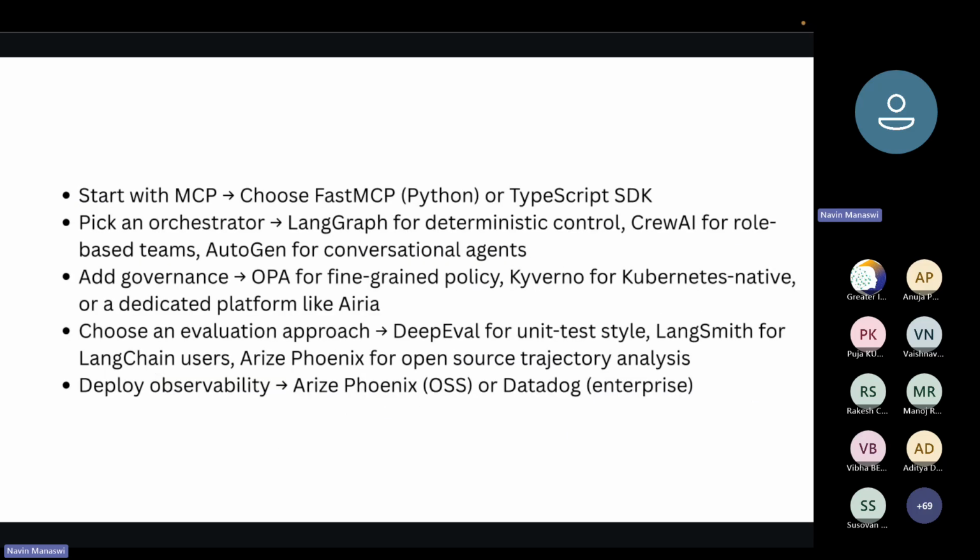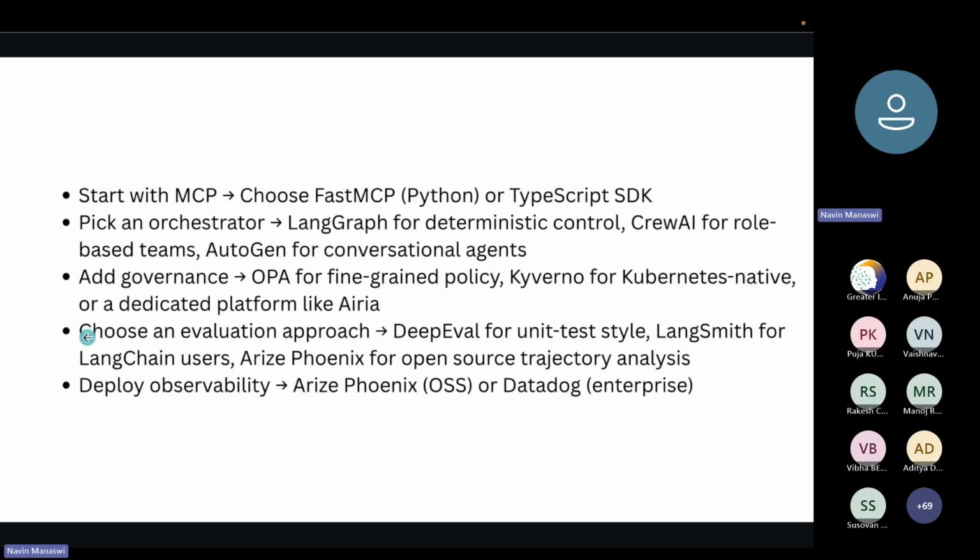Okay, and I'll give one simple guideline on how to do that. Start with a simple MCP. Choose FastMCP or any Chroma MCP, whatever. Then pick one orchestrator: LangGraph for deterministic control, CrewAI for role-based teams, AutoGen for conversational agents. Then add one layer of governance called OPA, Open Policy Agent. This will make a more sophisticated system for fine-grained policy. And if you have a Kubernetes system, use Kyverno, not OPA. Kyverno is good for Kubernetes-based systems.